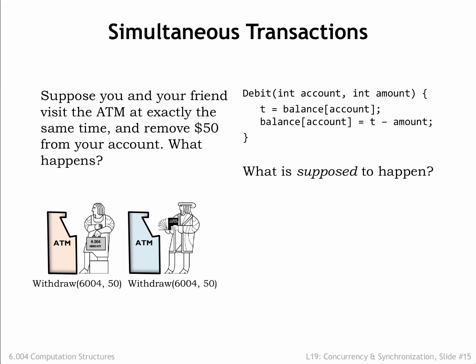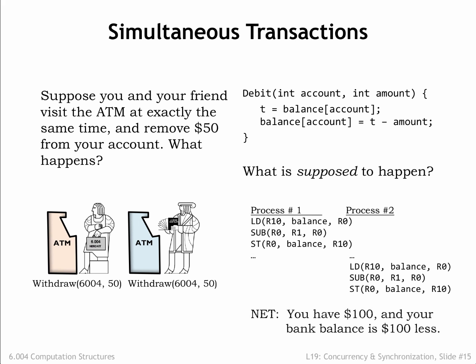A portion of the bank's code for a withdrawal transaction is shown in the upper right. This code is responsible for adjusting the account balance to reflect the amount of the withdrawal. Presumably the check to see if there are sufficient funds has already happened. What's supposed to happen? Let's assume the bank is using a separate process to handle each transaction, so the two withdrawal transactions cause two different processes to be created, each of which will run the debit code.